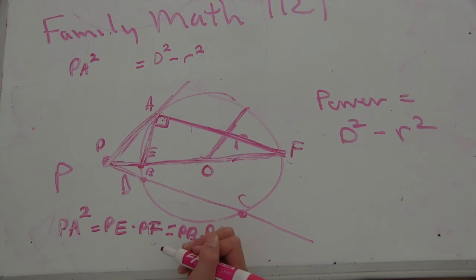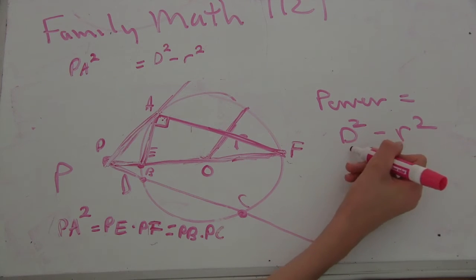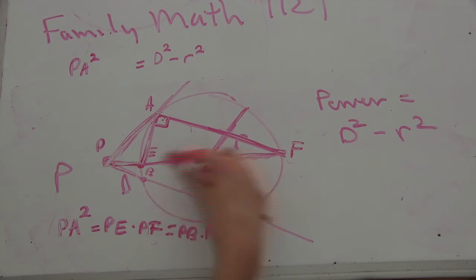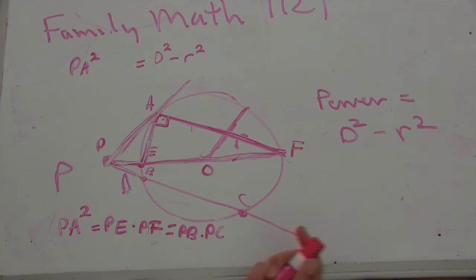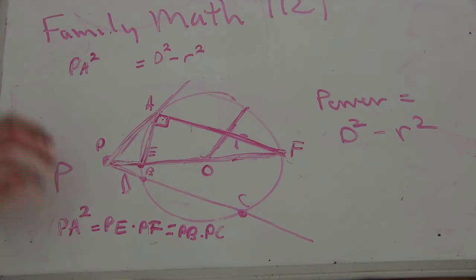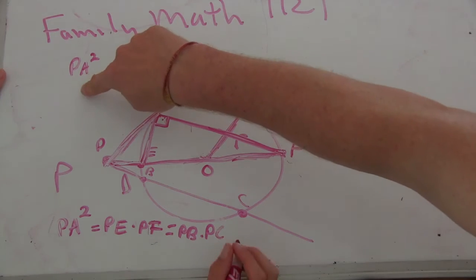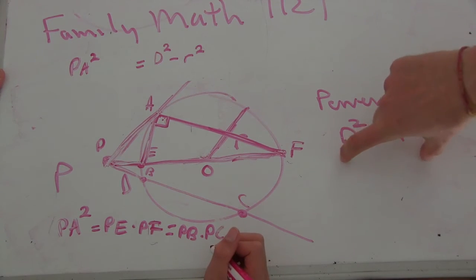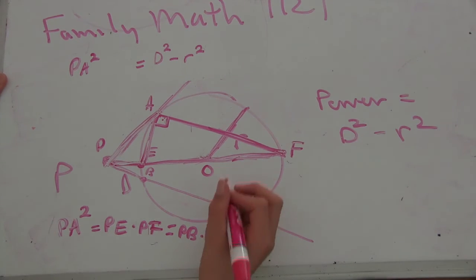Well, we could instead try to prove that PE times PF equals this. Instead of trying to prove it's equal to PA squared, we could try to prove it's equal to this directly.